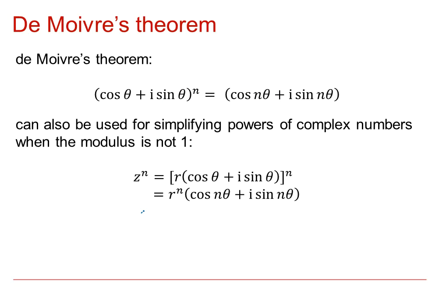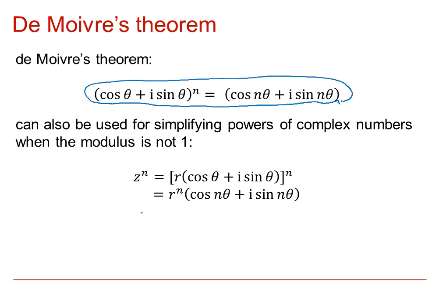We have previously seen how the theorem can be used to write (cos theta plus i sine theta) to the power n in this very neat simplified form, where the power n was represented as a new argument, n theta. Of course, we can now apply this to look at powers of complex numbers where the modulus isn't 1.